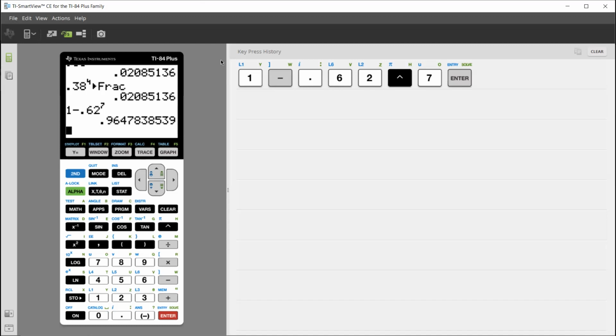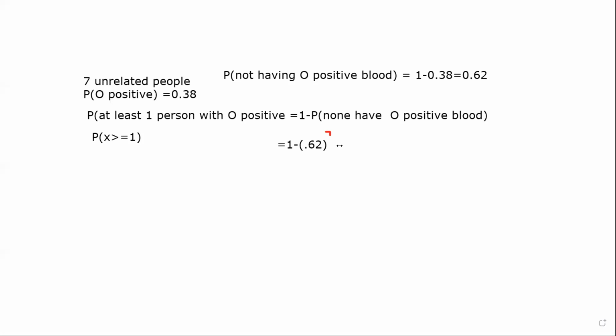Okay, so this is equal to 0.9648. Okay, that's part of that one. Any questions about this? No? Okay, let's go to the next part of this.